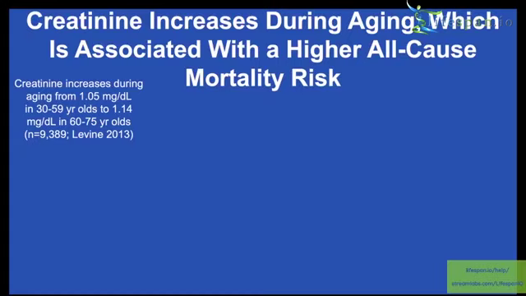Kidney function is estimated with the glomerular filtration rate, eGFR. Because creatinine is a component of that, eGFR as a measure of kidney function declines with age. There's plenty of data showing eGFR, as estimated with creatinine levels, declines with aging. So it's pretty well established that creatinine increases with aging, to make a long story short.